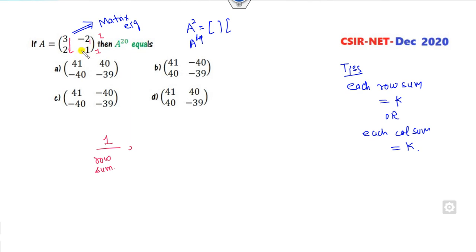Fine. So what is the other eigenvalue? You can see that the trace is 2, so the other eigenvalue is also 1. So this is a row sum. Look at that. What is the eigenvalue of A^20? Again, 1 raised to power 20 is 1.